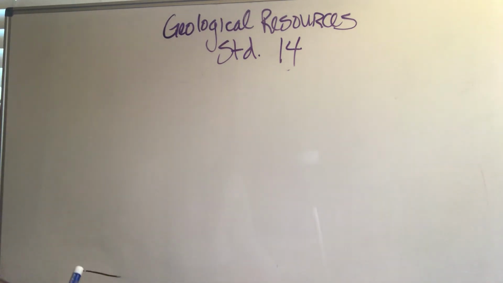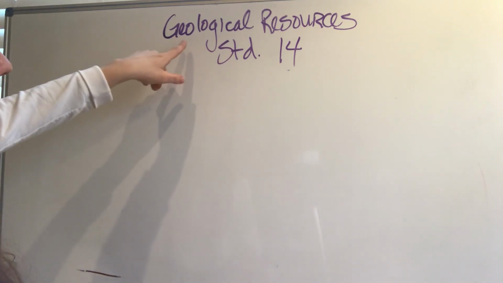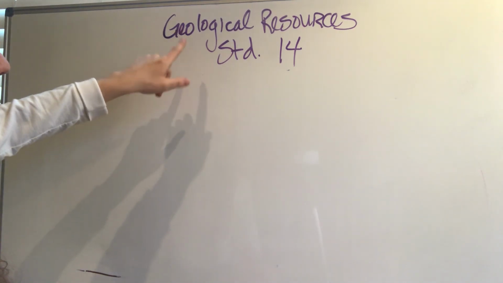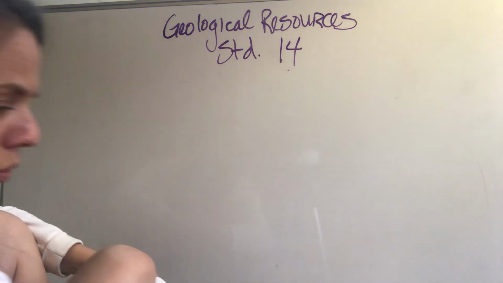All right, so basically the point is that it's because of this rock cycle that is creating this uneven distribution of our geological resources.